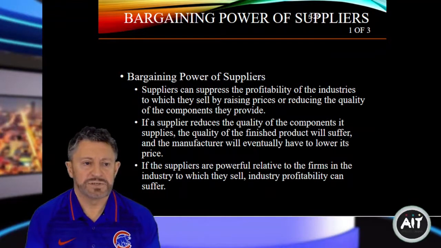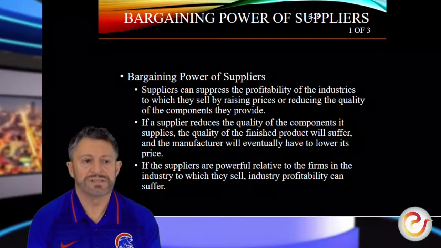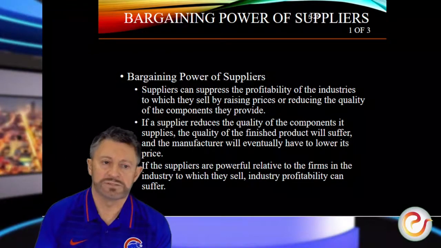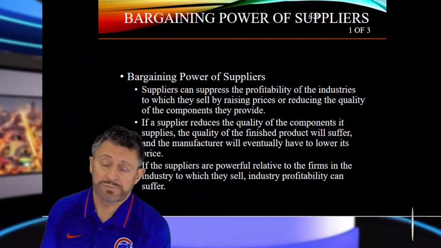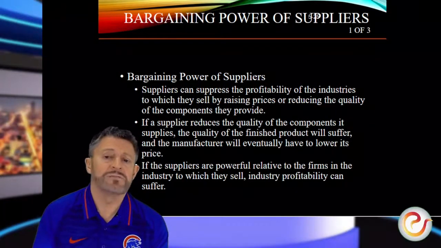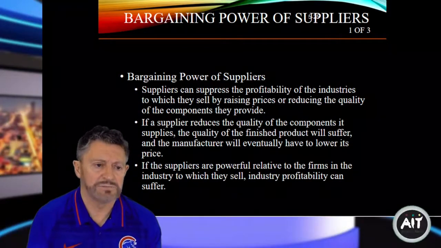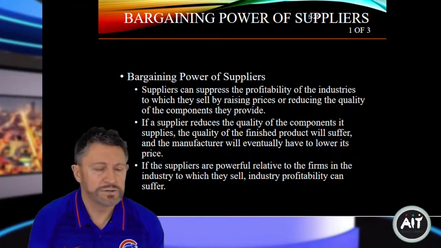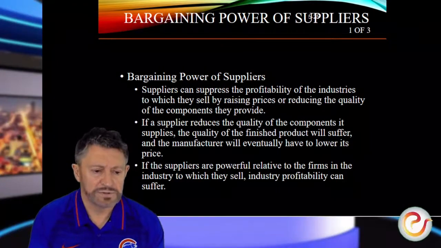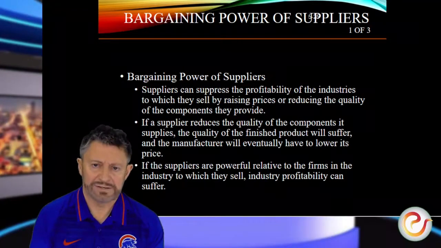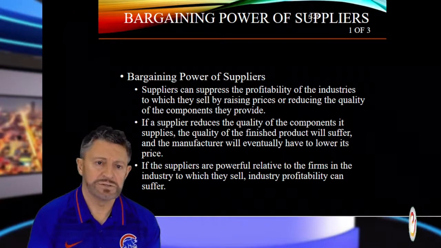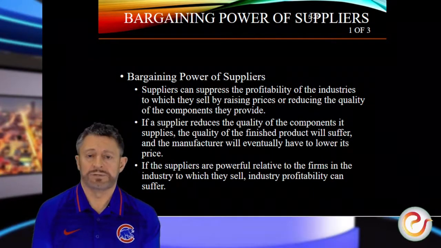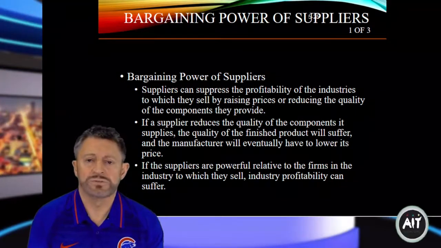Power suppliers can suppress the profitability of the industries into which they sell, by raising prices or reducing the quality of the components. So that's literally: are you buying from one supplier or multiple suppliers? If you have fewer suppliers of components, take for example the computer and electronics industry, and you only had Intel, well, they could increase their prices because they'd have a monopoly. Stands to reason.